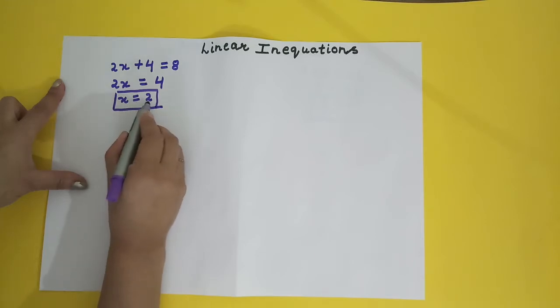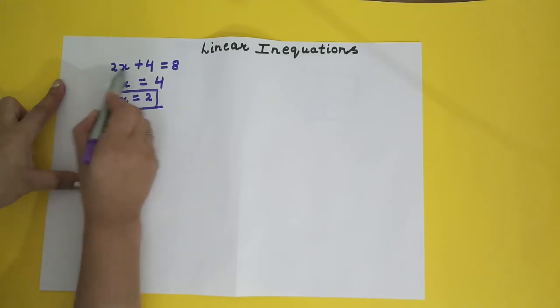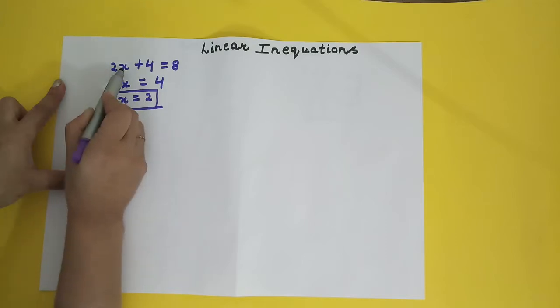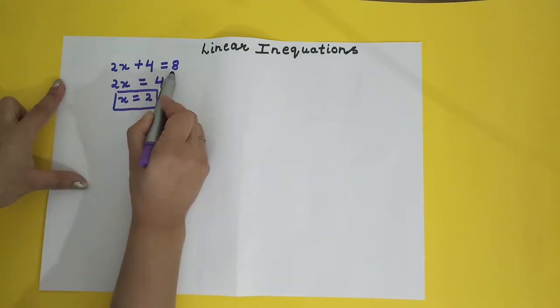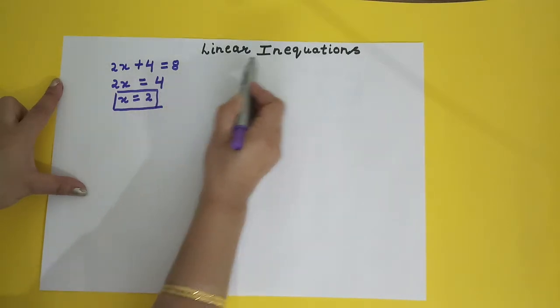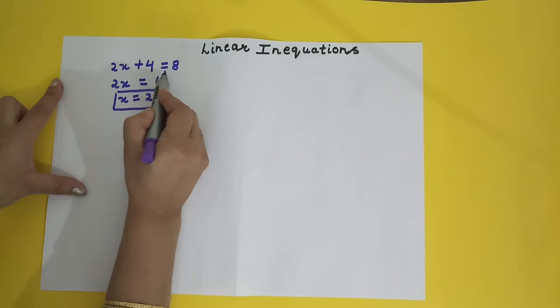What does that mean? It means that if we replace this x by 2, this equation will be satisfied. If I replace this x by 2, my left hand side will be equal to the right hand side. That's how we used to solve the linear equations. But linear inequations mean that we don't have to use this equality sign.